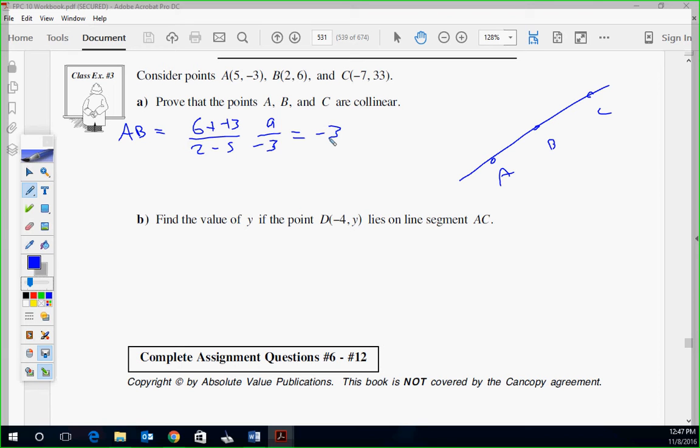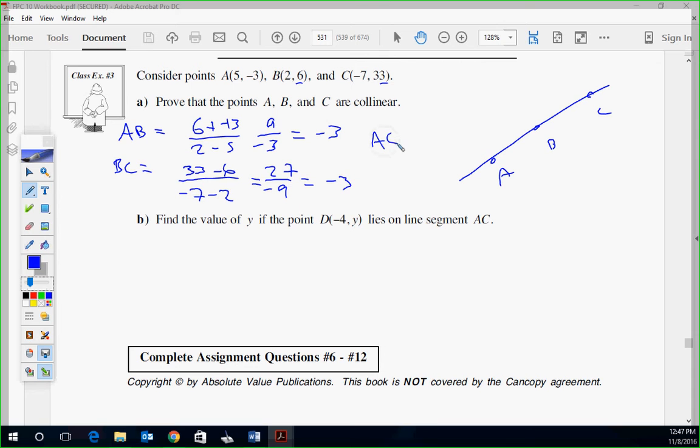Now I'm going to do BC. 33 minus 6 over -7 minus 2. 33 minus 6 is 27. Negative 7 minus 2 is negative 9. That's negative 3. And what's the last one we want to check? What's the last combination we can check? A to C, right? We just want to make sure A and C is the same, which it will be, but we'll just double check.